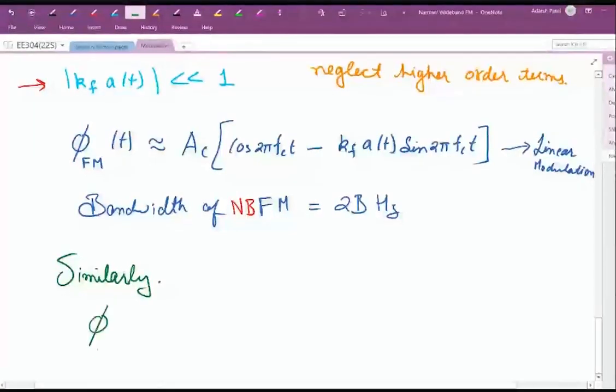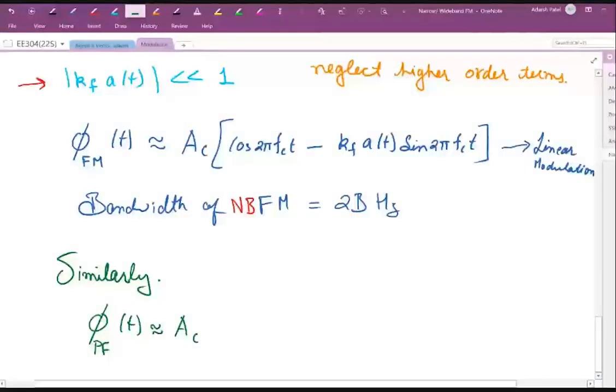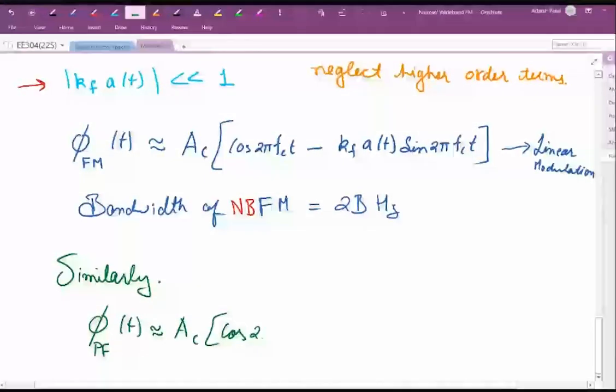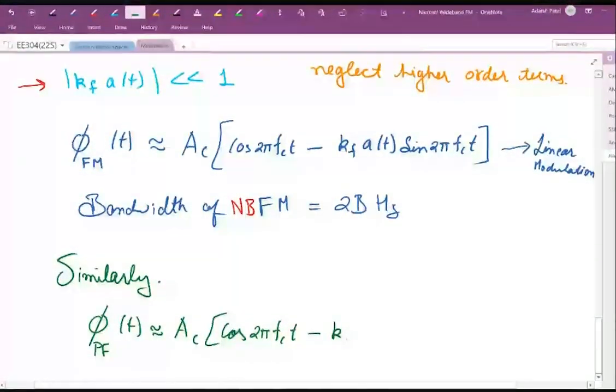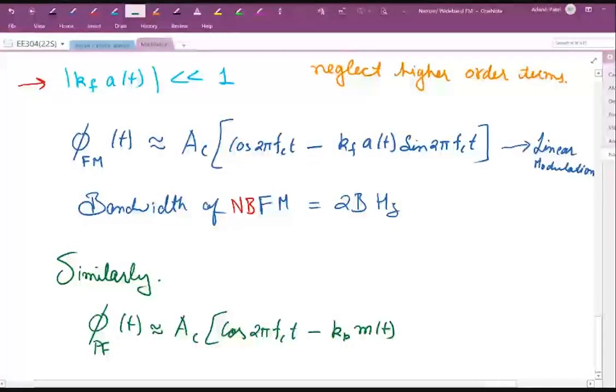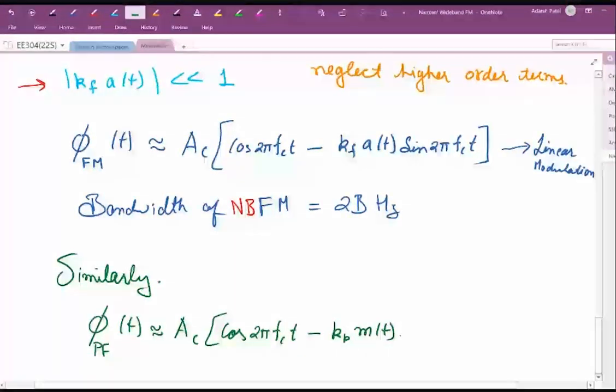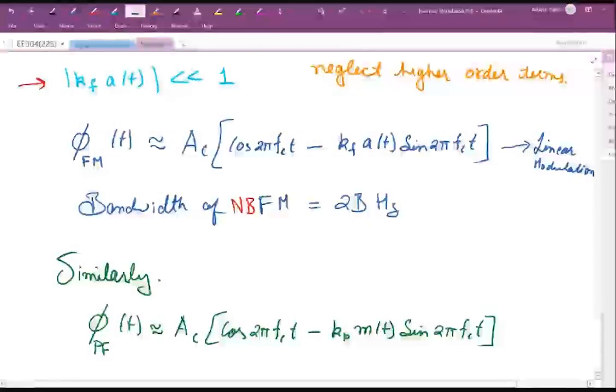Similarly, I can write this phi PM, phase modulated signal, approximately as AC cos 2 pi fct minus, in here, what will be the difference? It should be minus kp times what? In here, there will be mt itself, the message signal mt itself. Instead of at, which was the integral of mt, in the phase modulation we have direct mt, sine 2 pi fct. Okay, so these will be the two signals in here.